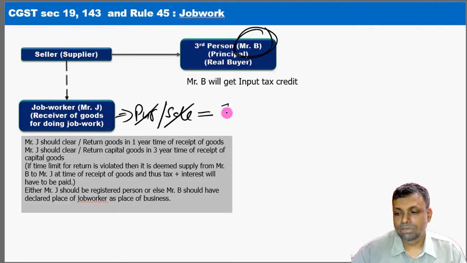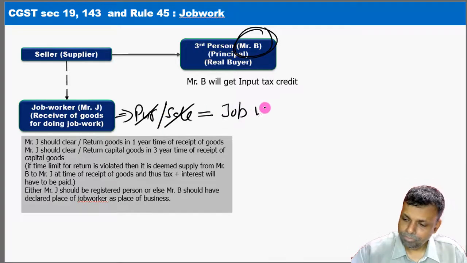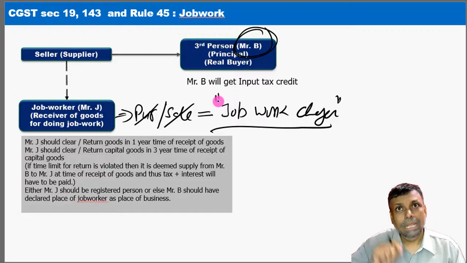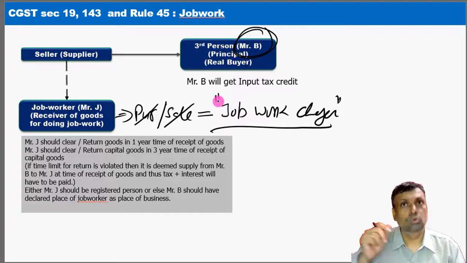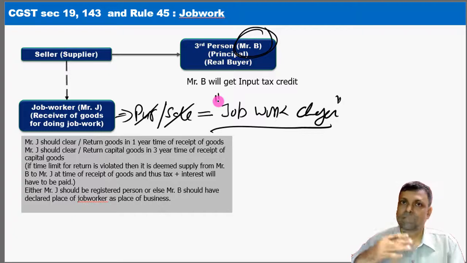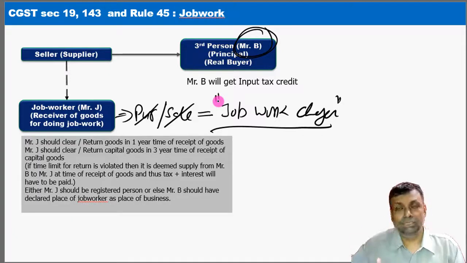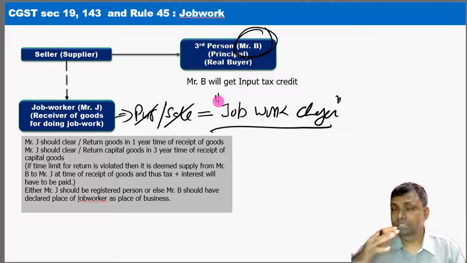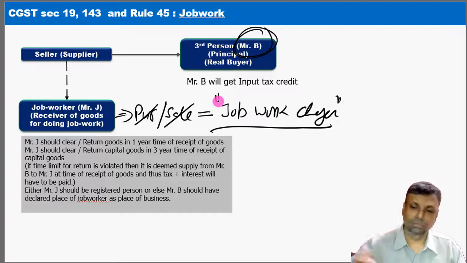However, for a job worker, there is something called job work charges. In other words, this job work charges is basically like labor charges. The labor charges that the job worker is going to take for the work that he is doing will of course be taxable. So that transaction is a separate transaction, and the movement of the goods under the cover of Mr. B is a different document. It is a different transaction altogether, and it is to be considered.